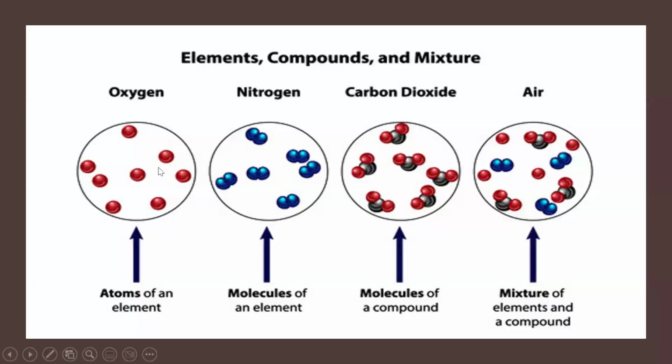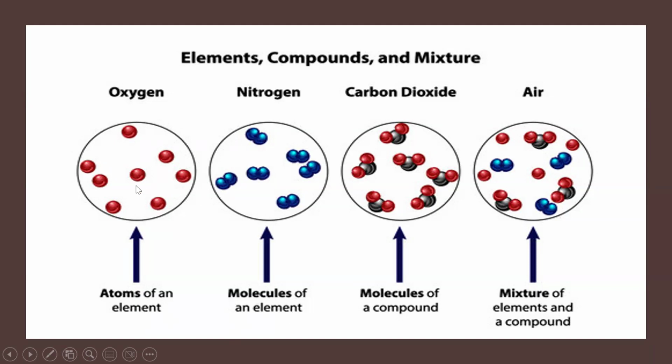Here is a pictorial representation. Here are atoms of an element. Oxygen exists as O2, right? So both are oxygen atoms, and we call it an element. And here is a molecule. Again, it is an element only, because nitrogen also exists as N2, right? So two nitrogen atoms combined together. So this is an atom and this is a molecule of an element.